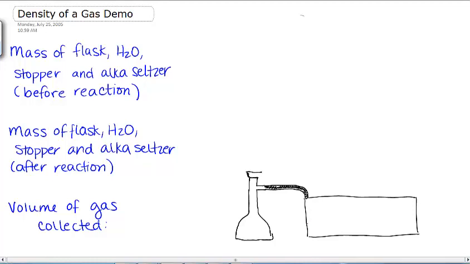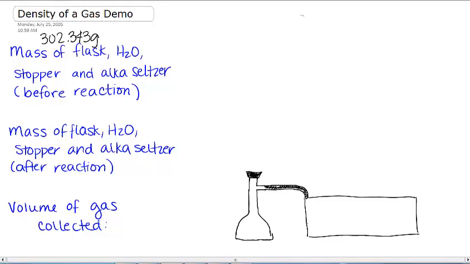All right, here's the first mass. It's 302.343 grams. 302.34. I already forgot what that last number was. 343 grams. Okay, good. That's the mass of the flask. Perfect.